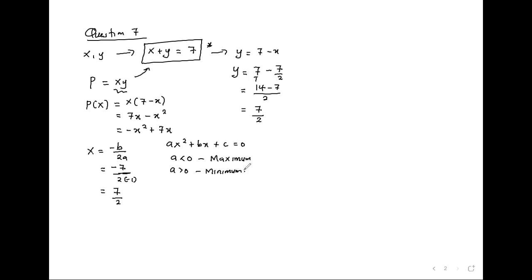So if we took it as first, then we'd say, oh, so the largest possible product is now equal to x is 7 over 2, y is 7 over 2, giving us 49 over 4. This is the largest possible product. Don't we need any units?